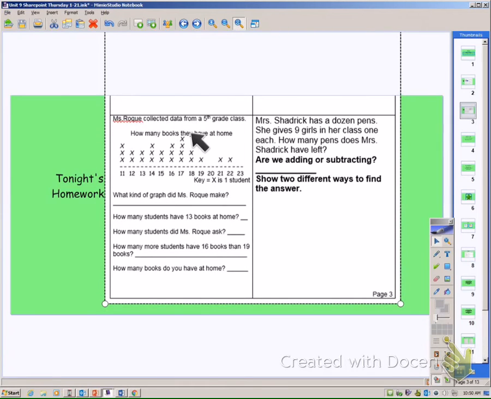It says Miss Roque collected data from a 5th grade class. How many books they read at home? What kind of graph did Miss Roque make? Remember, if it starts with an X, it's called a line what? How many students have 13 books at home? So remember, you need to find the 13 and count 1, 2. How many students did Miss Roque ask? Remember, the red, these are all the students, so you need to count the students.